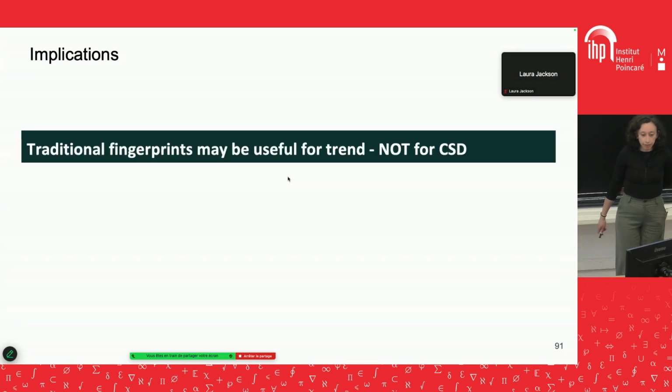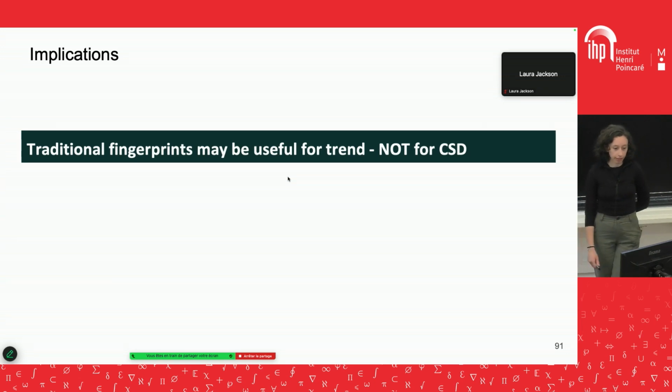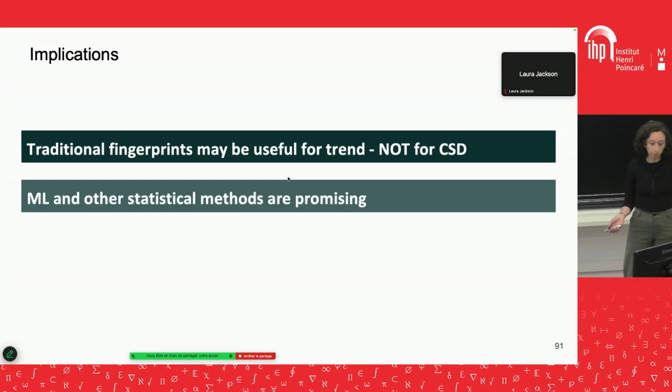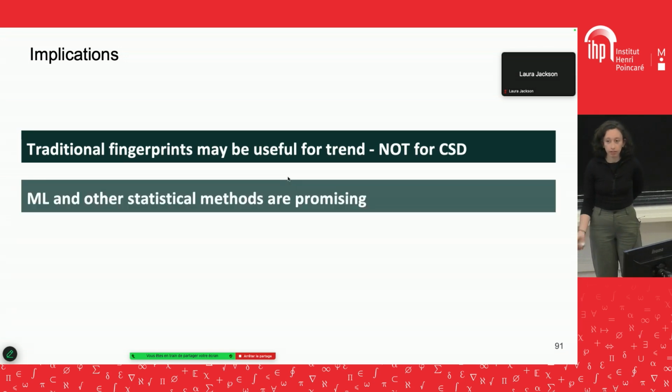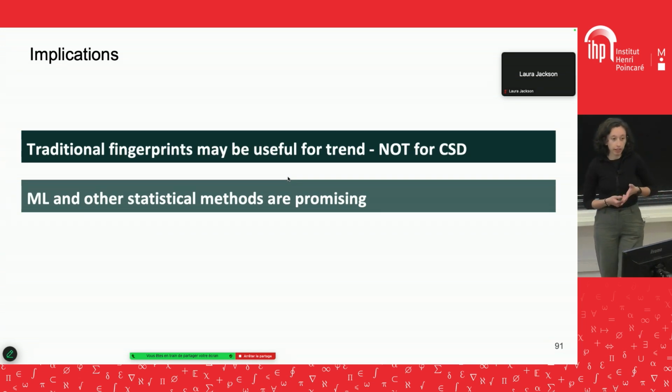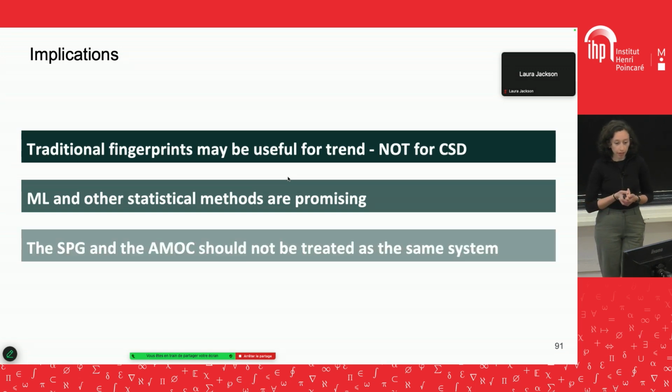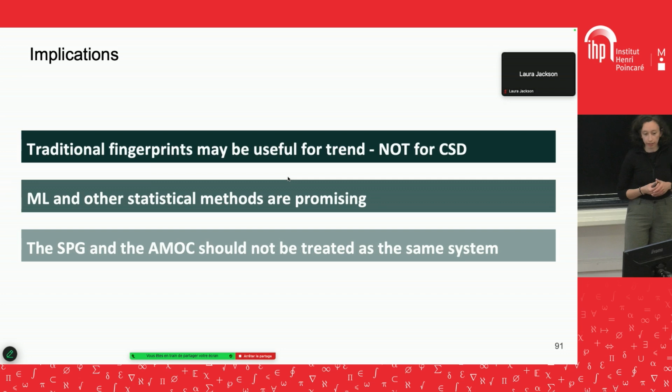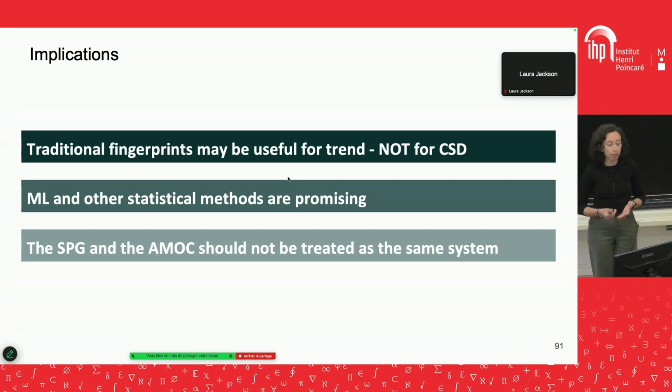The implications that I have for this is that traditional fingerprints are designed for trend, and they're useful for that. But for critical slowing down, perhaps we need different fingerprints. The other thing is, since I have used ridge regression and other machine learning methods, we think that these methods are promising and could be utilized. And I guess the more important bit is that the SPG and AMOC perhaps should not be treated as the same system.